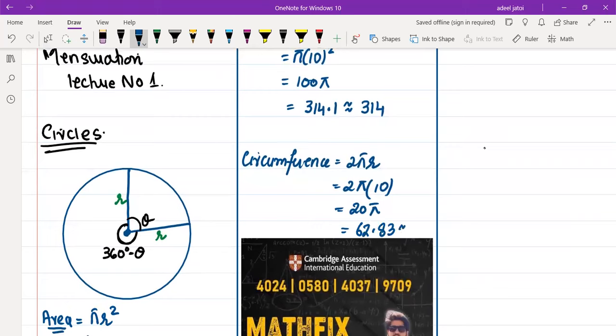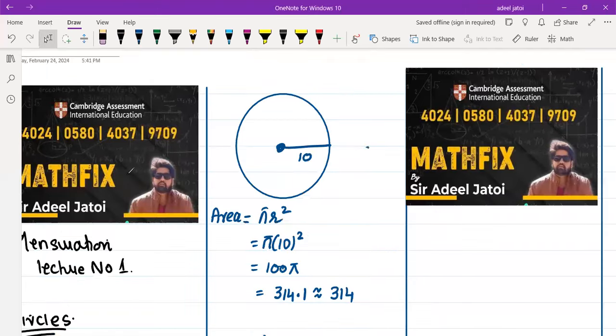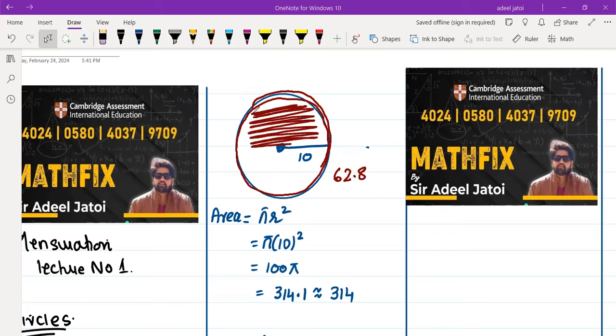62.8 will be the circumference of the circle. Now, what does it show? Basically, this shows that 62.8 is the boundary, the total length of the circle, whereas the area of the circle will be 314.1.